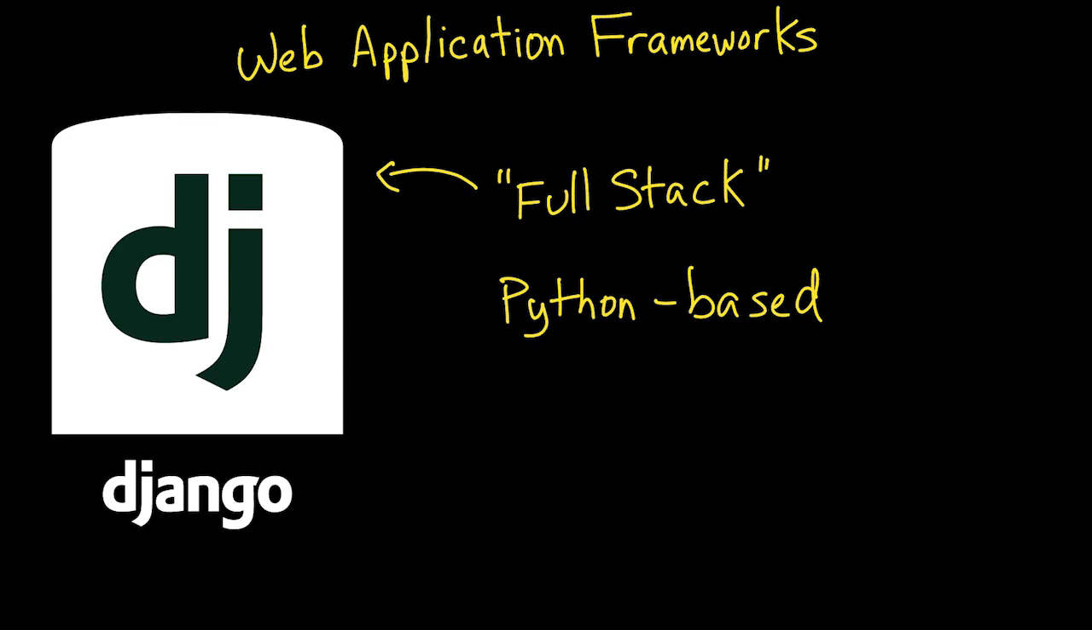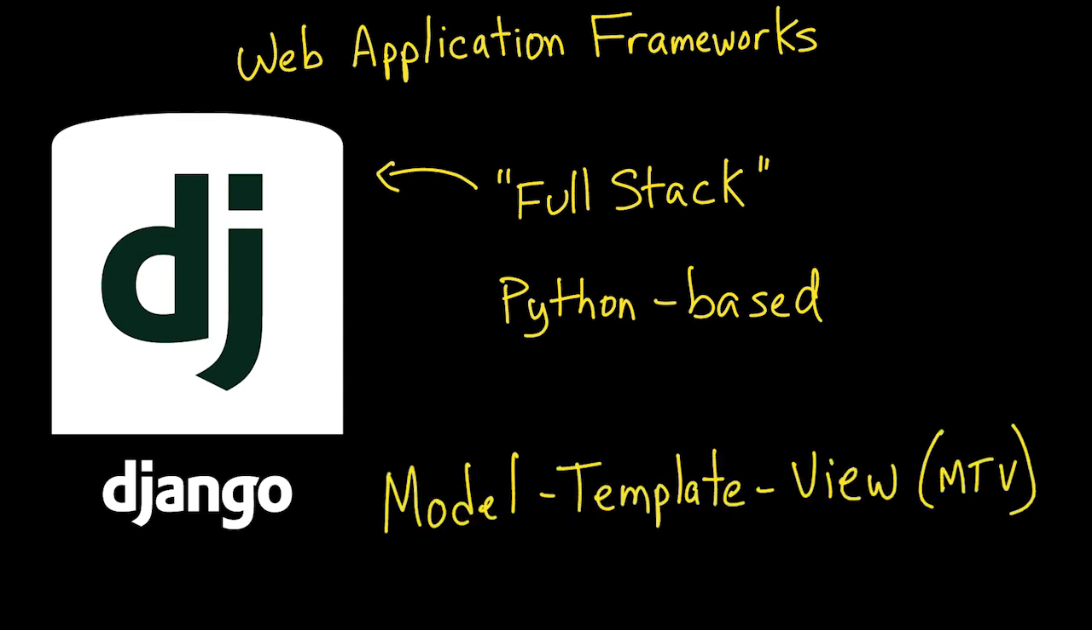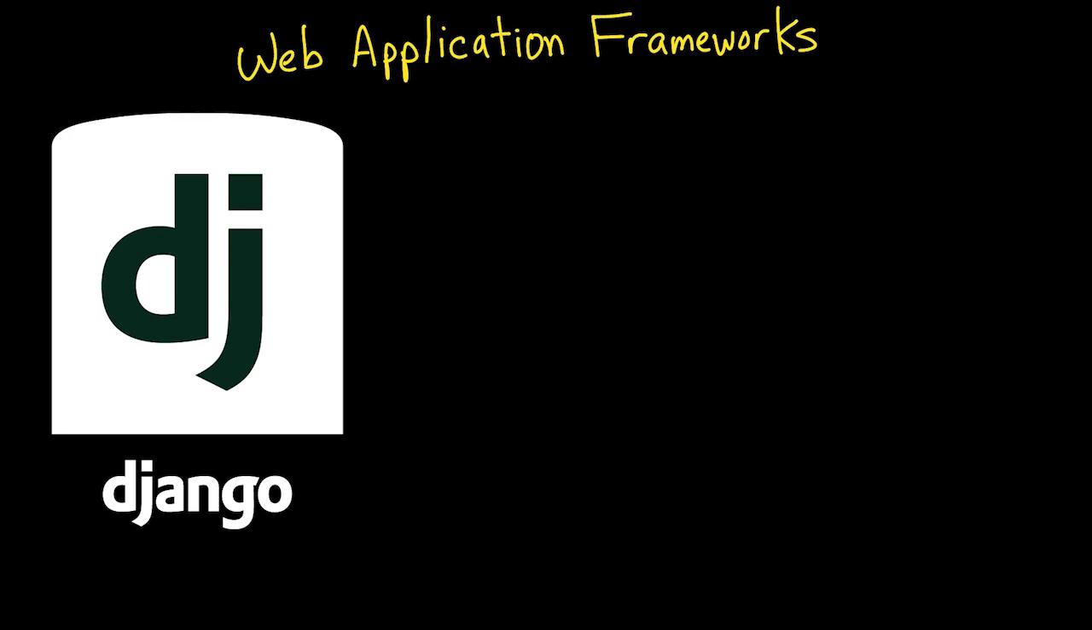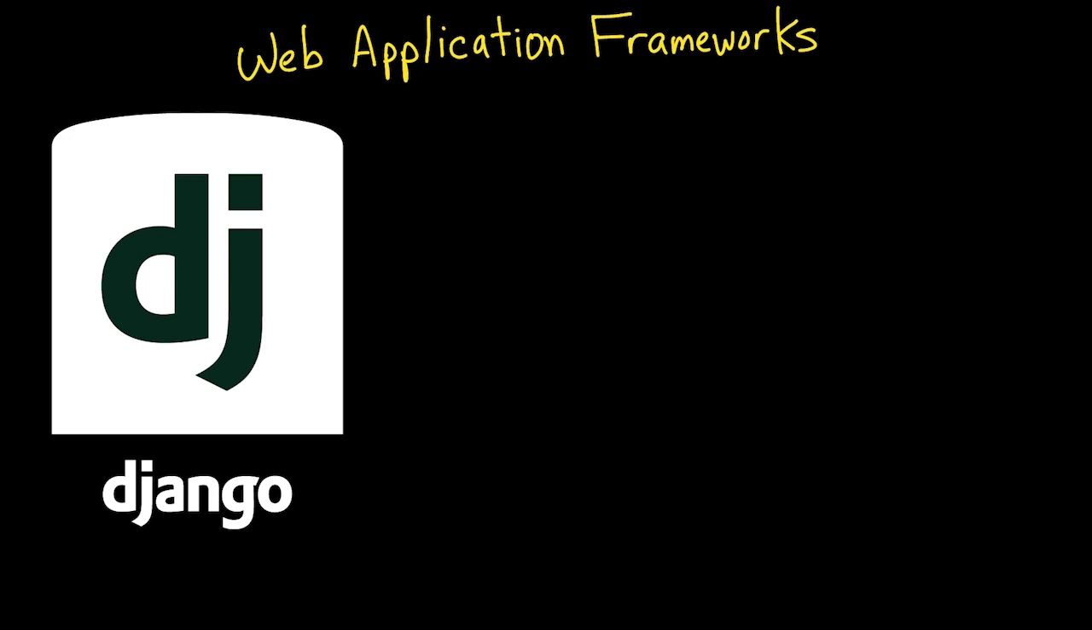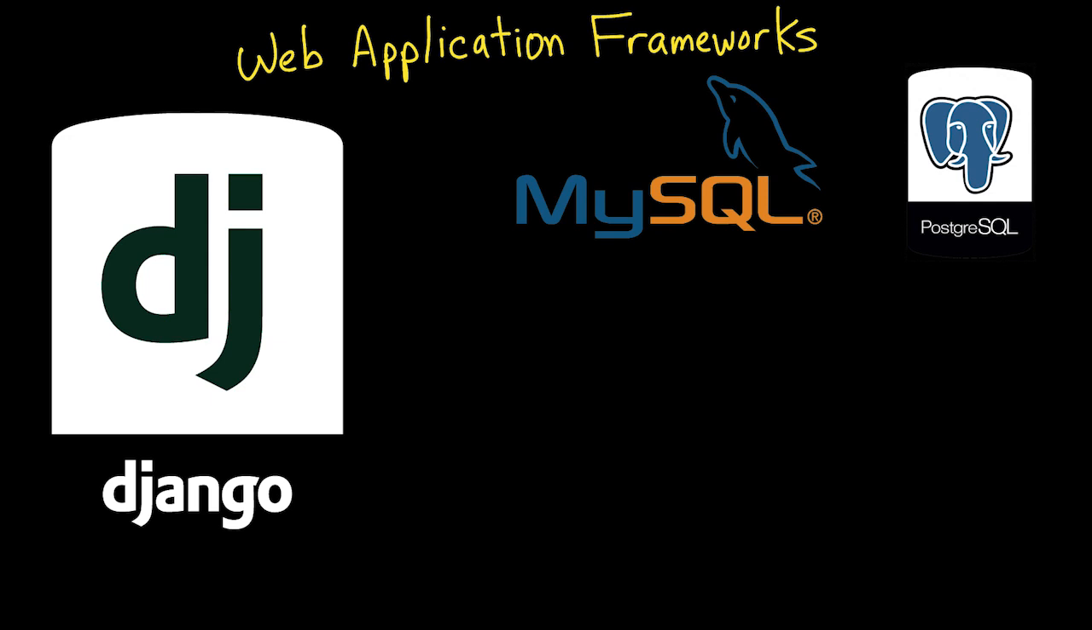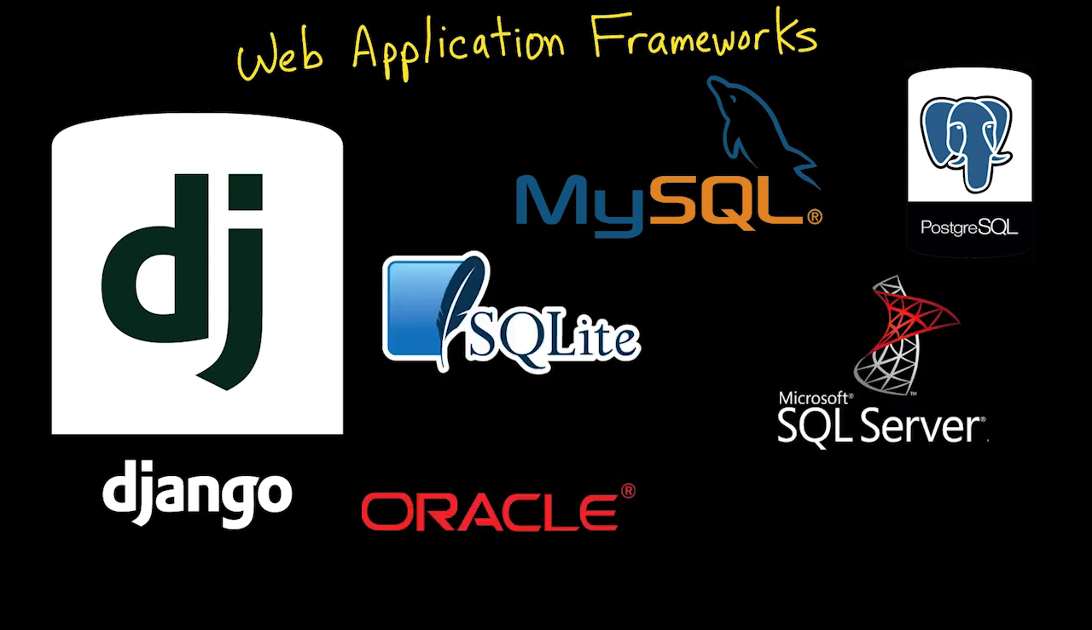Now, Django follows a model template view architecture, or MTV. This is used to divide logic and views of the web application. One of Django's main advantages is using the Object Relational Mapper, or the ORM, which is used to map the project's objects with database tables. Django also natively supports common databases like MySQL, Postgres, SQLite, Oracle, SQL Server, DB2, and many others.